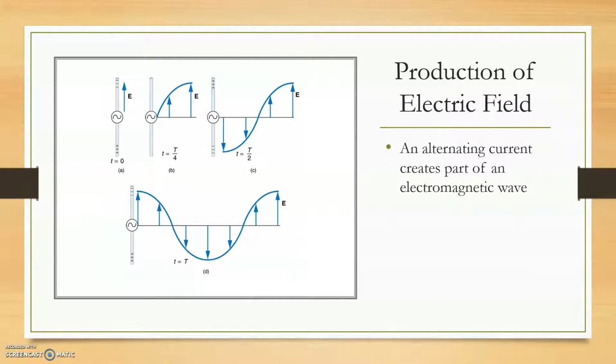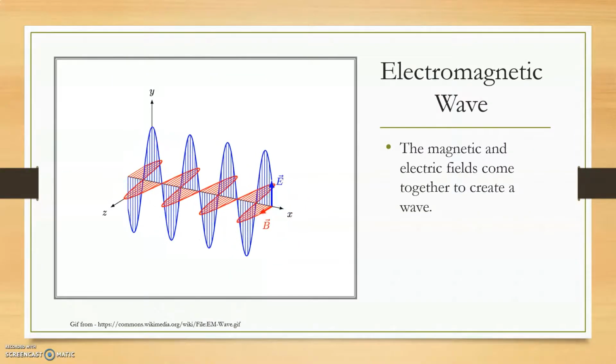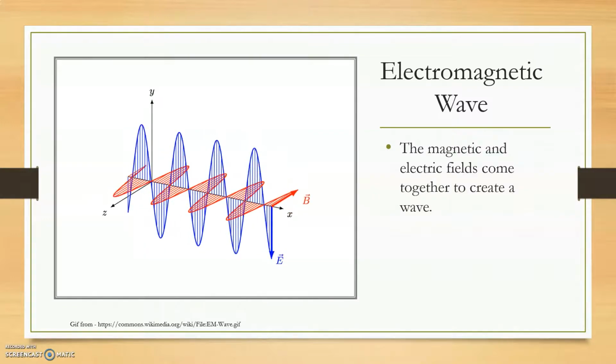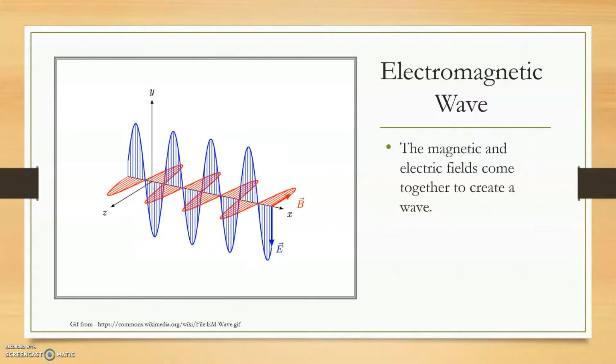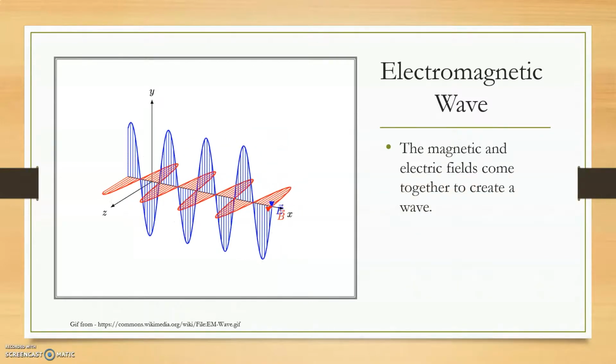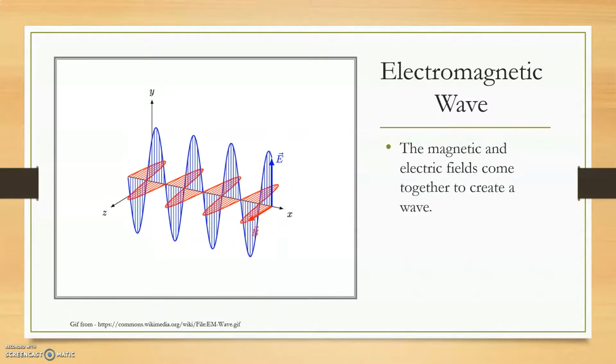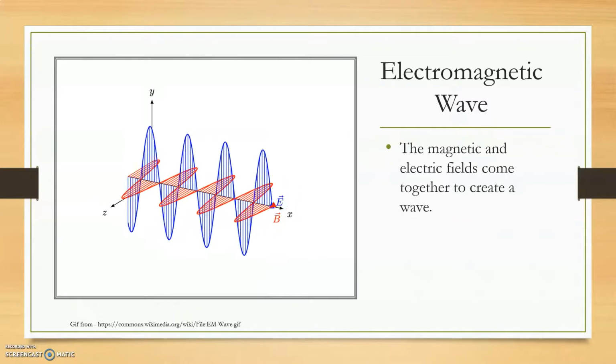And as the alternating current changes and the positive goes to the top, the electric field goes to the bottom, creating this wave-like pattern. And it goes away from the alternating current at the speed of light. So this is just half of the story, because the magnetic wave is created perpendicular because of the current in the wire. And these two waves come together to create a transverse wave, like the one shown in this cool animation.